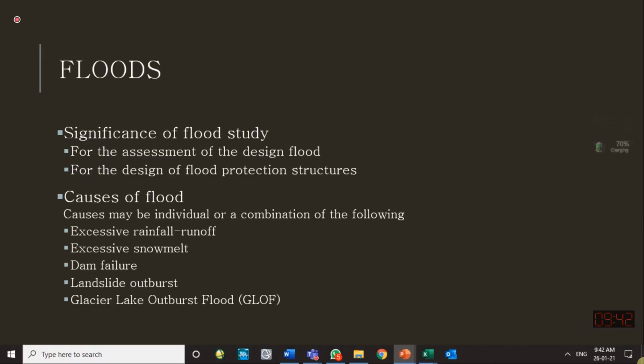Sometimes we select the design flood based upon return period, and sometimes we select it upon meteorological events, the maximum possible meteorological events which can occur in the watershed, that we call probable maximum precipitation, PMP, and the flood which is the resultant of that probable maximum precipitation, we call probable maximum flood, PMF. So that we calculate. Sometimes we select design flood based upon the return period of the event, return period of the phenomena, and sometimes we calculate it based upon the probable maximum possible in that area.